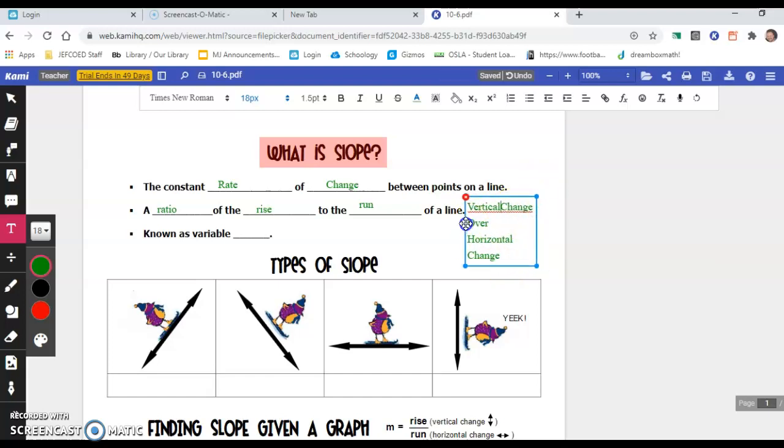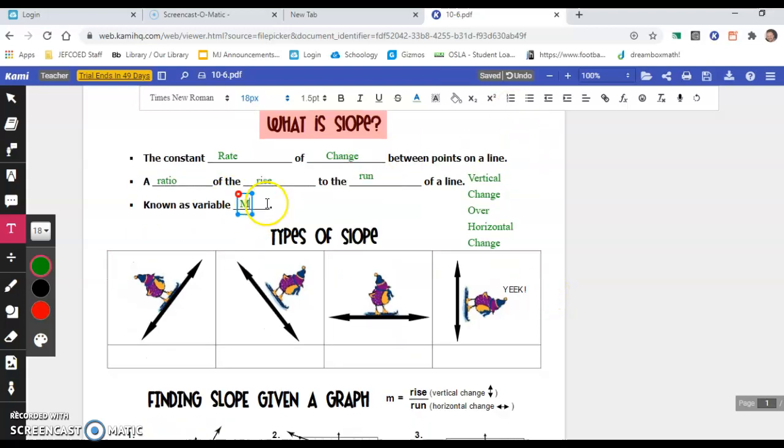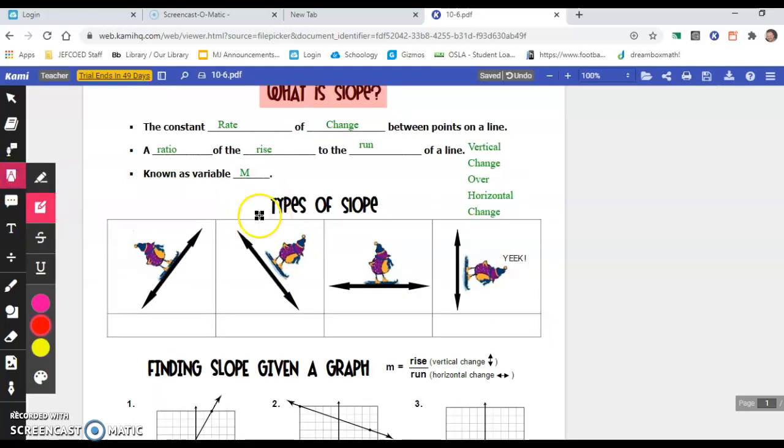So you guys know that vertical is really up and down, not necessarily just up, but it can also be down. And then your horizontal change, guys, is also your left to right. Now, your slope, if we're looking at it in an equation, is the variable known as m. So that's what your slope will be known as inside the equation. Now we're going to look at the different types of slope.